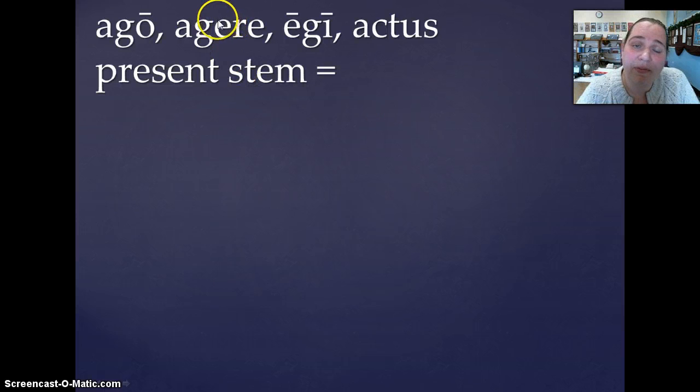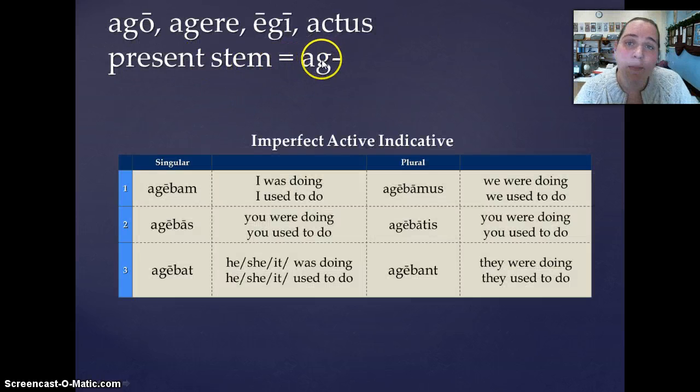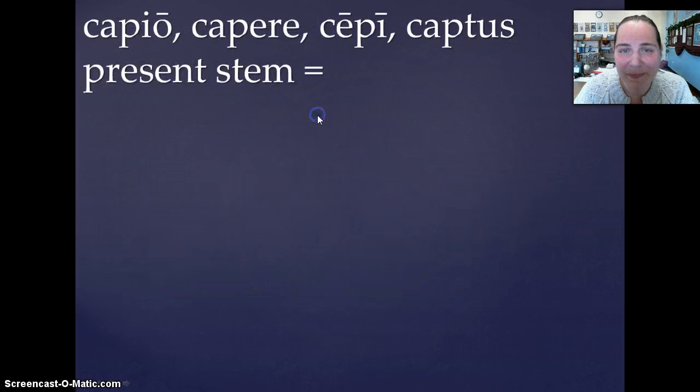Third conjugation: remember, for third conjugation we have to take the entire ERE off the second principal part. So our present stem is ag, but if you follow the instructions from the first slide that had information on it, not the title slide, you will see that we have our present stem plus an E with a macron plus bam, bas, bat. So that's what we have here: agebam, agebas, agebat, agebamus, agebatis, agebant. Sorry, I don't think that sounded as clear as I would like.